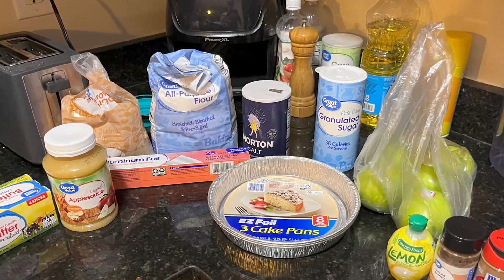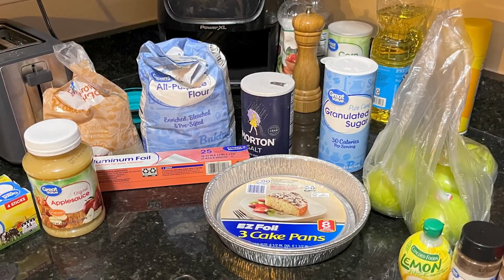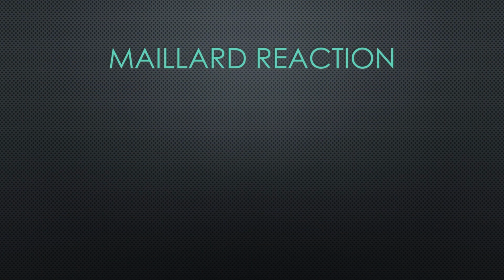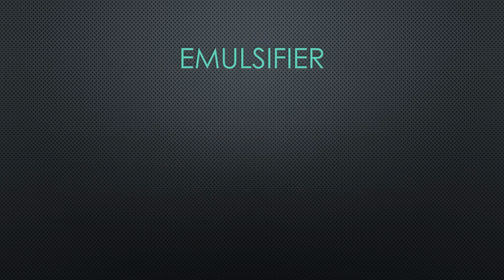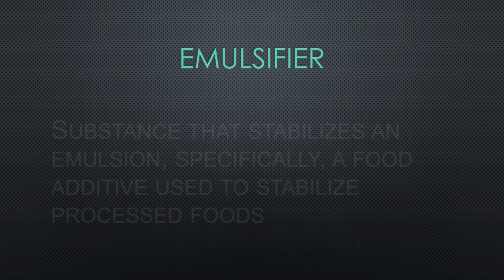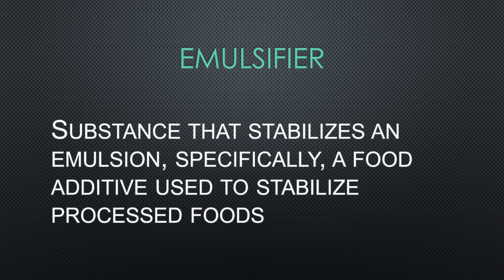Today we're going to be doing the pie chemistry lab, but first let's go over some key terms and vocabulary. The first term we're going to be going over is the Maillard reaction. This is the chemical reaction between amino acids and reducing sugars to give brown food its distinctive flavor. The second and final term that we will be going over is emulsifier. This is a substance that stabilizes an emulsion, specifically a food additive used to stabilize processed foods.